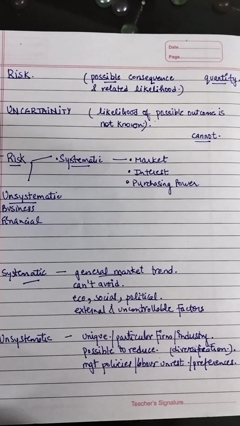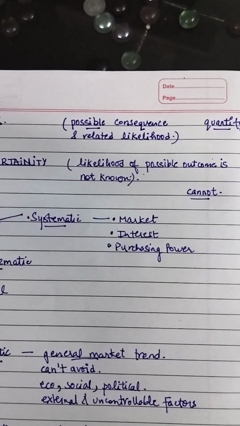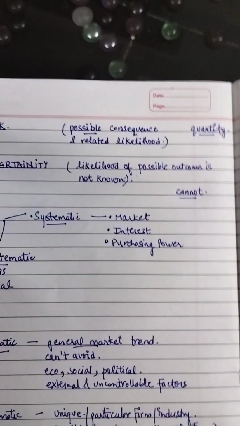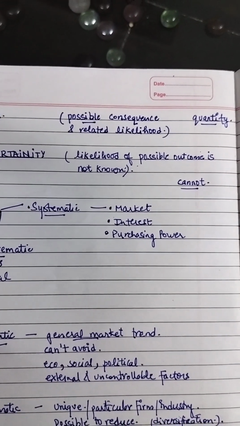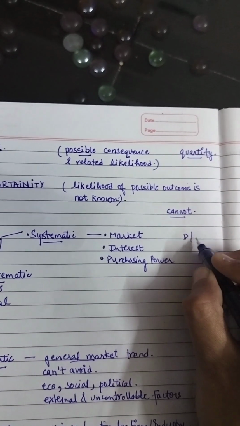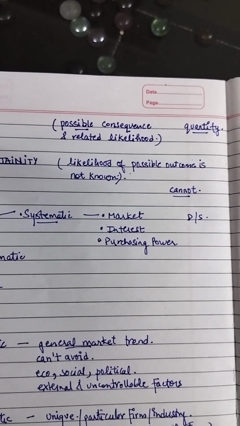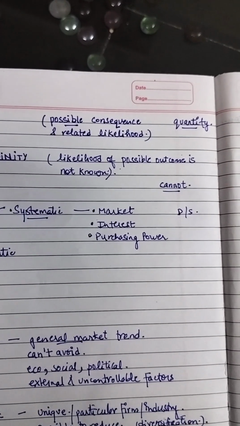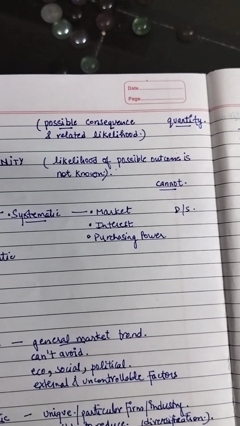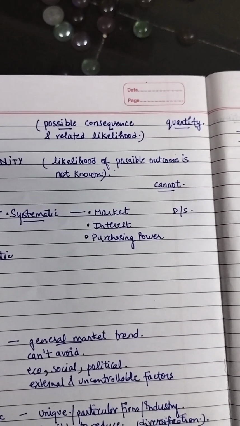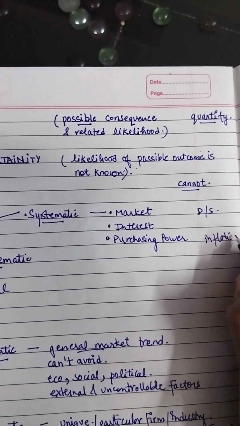Now coming ahead, there are types of systematic risk. Systematic risk types could be market risk, interest rate risk, and purchasing power risk. Market risk is due to changes in demand and supply, whereas interest rate risk is due to, let's say, your shares being sensitive to interest rate changes. Purchasing power risk is caused by the variation of the returns because of inflation. So maybe I can just write here inflation.